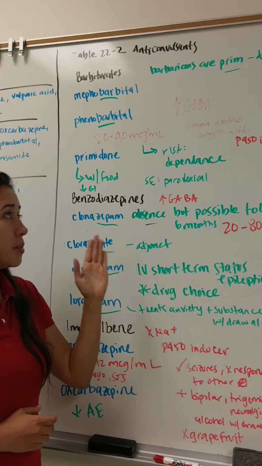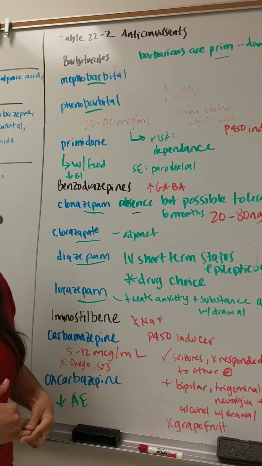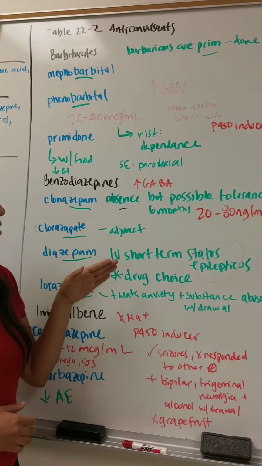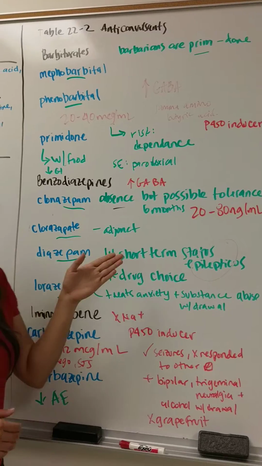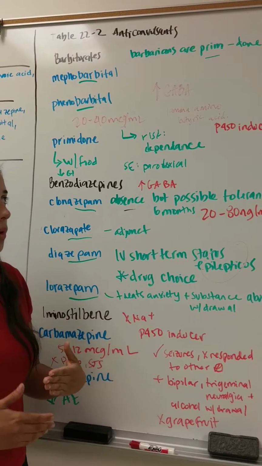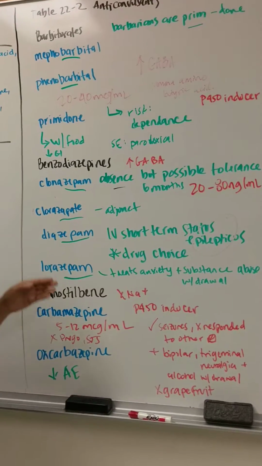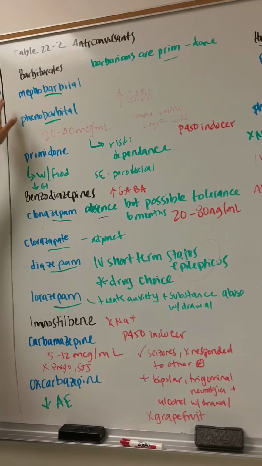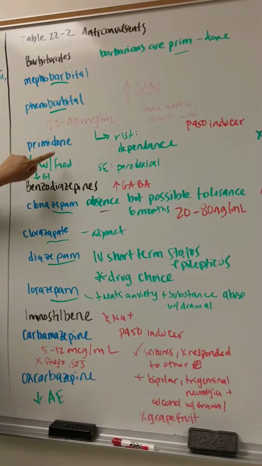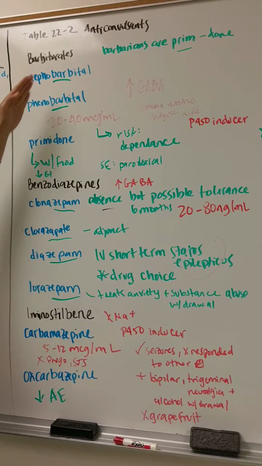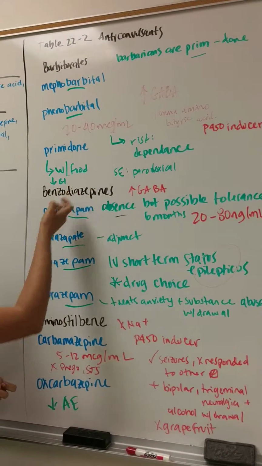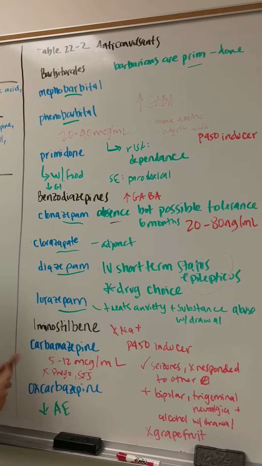Another thing, it's a P450 inducer, and I'm going to talk about what P450 is, but just keep in mind for right now that phenobarbital is a P450 inducer. I'm going to talk about P450 when we get to phenytoin. So primidone. Remember, methylbarbital, phenobarbital: the barbarians are primitive and they're done. So barb and then primidone. The book mentions to take with food to decrease GI upset.